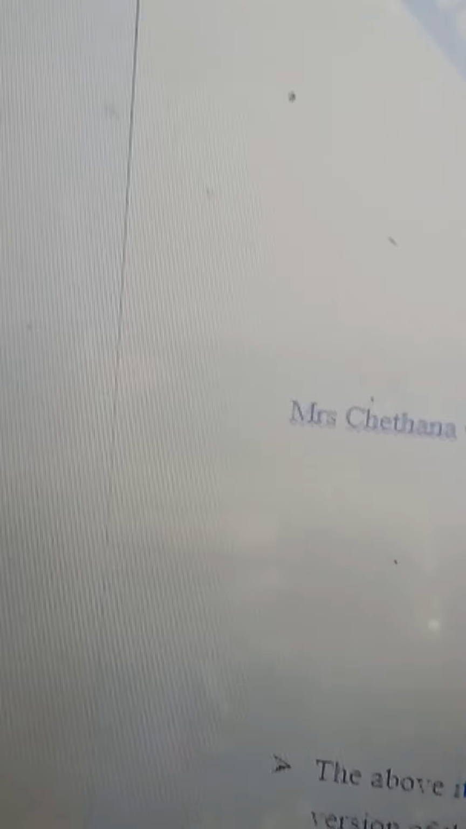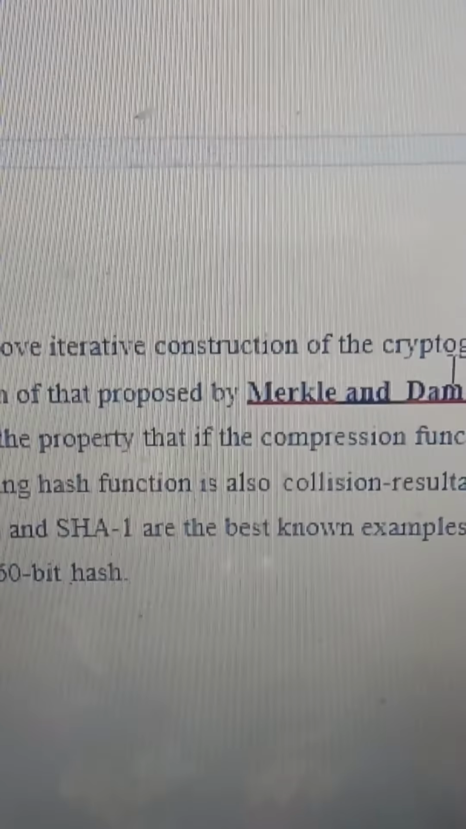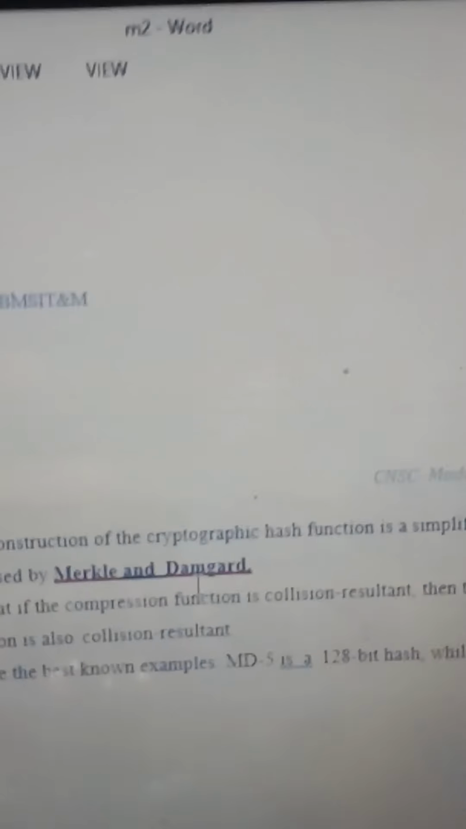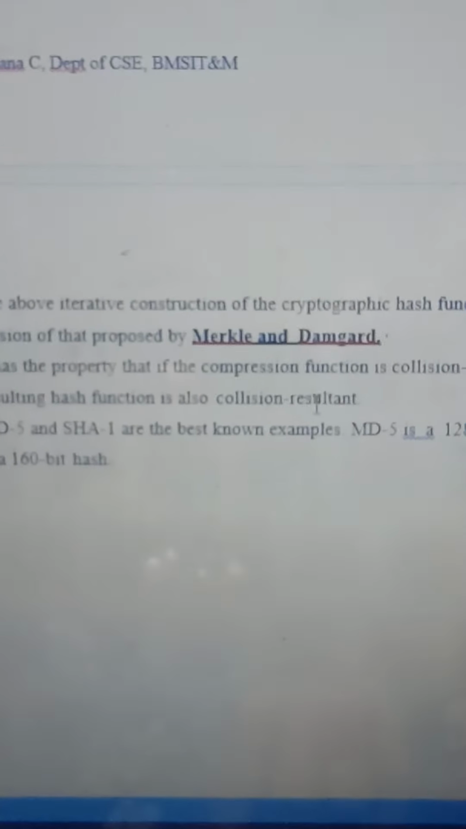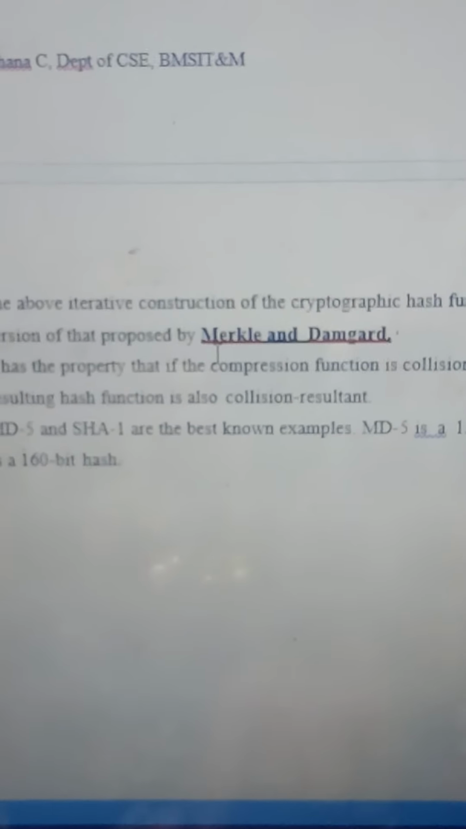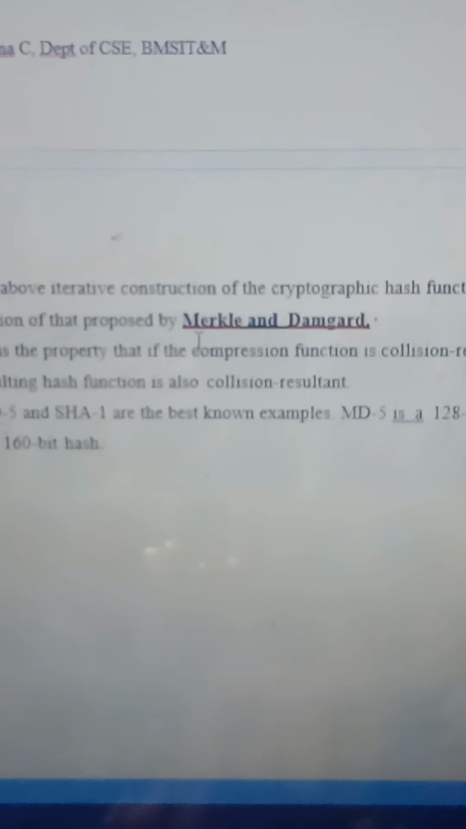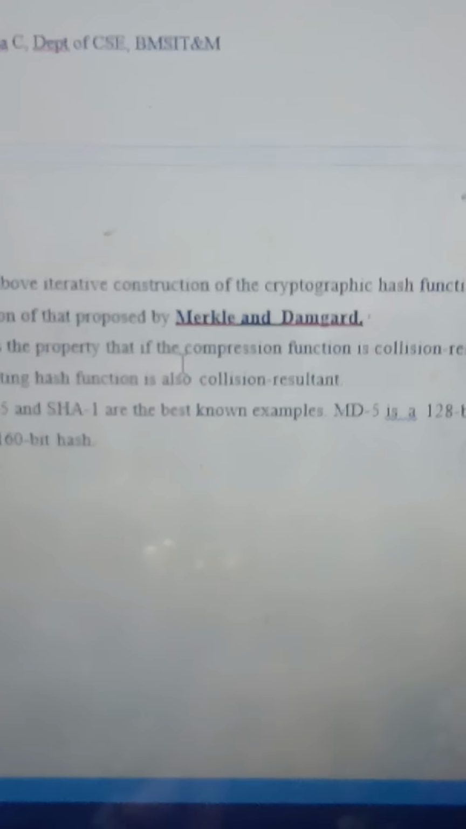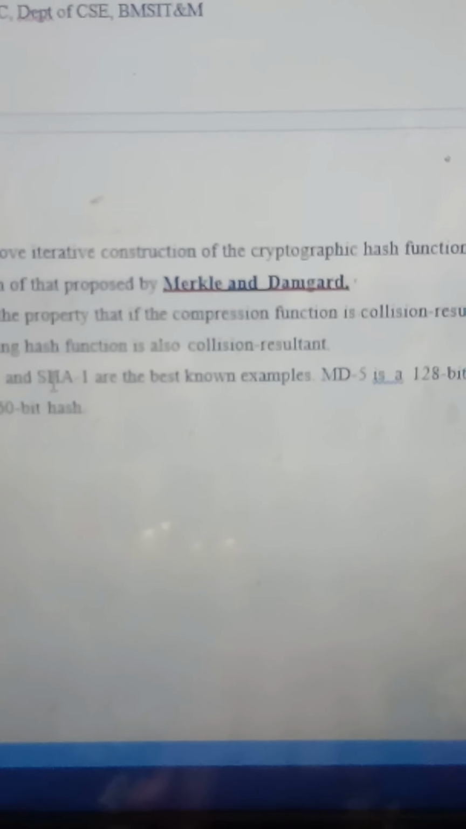The iterative construction of this cryptographic hash function that we have discussed here is a simplified version of the procedure which was proposed by the scientists known as Merkle and Damgard. It has the property that if the compression function is collision resistant, then the resulting hash function is also collision resistant.